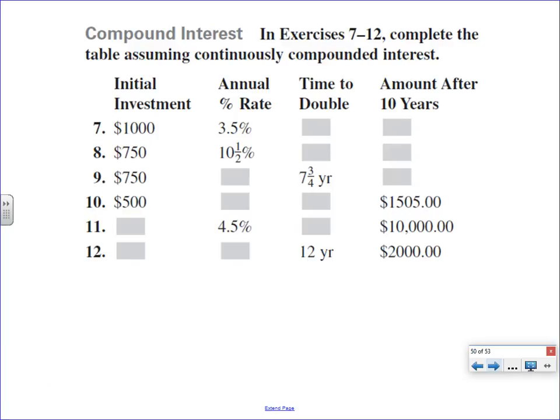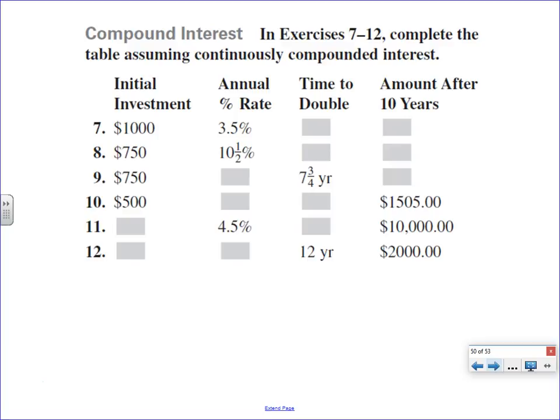My kiddos that have their spirals out, help me out really quickly. You have at least 1 or 2 of these. Which ones are you guys doing for homework? 7 and 10, that's it? Yeah. Okay. Then let's go ahead and do number 8 and number 12.